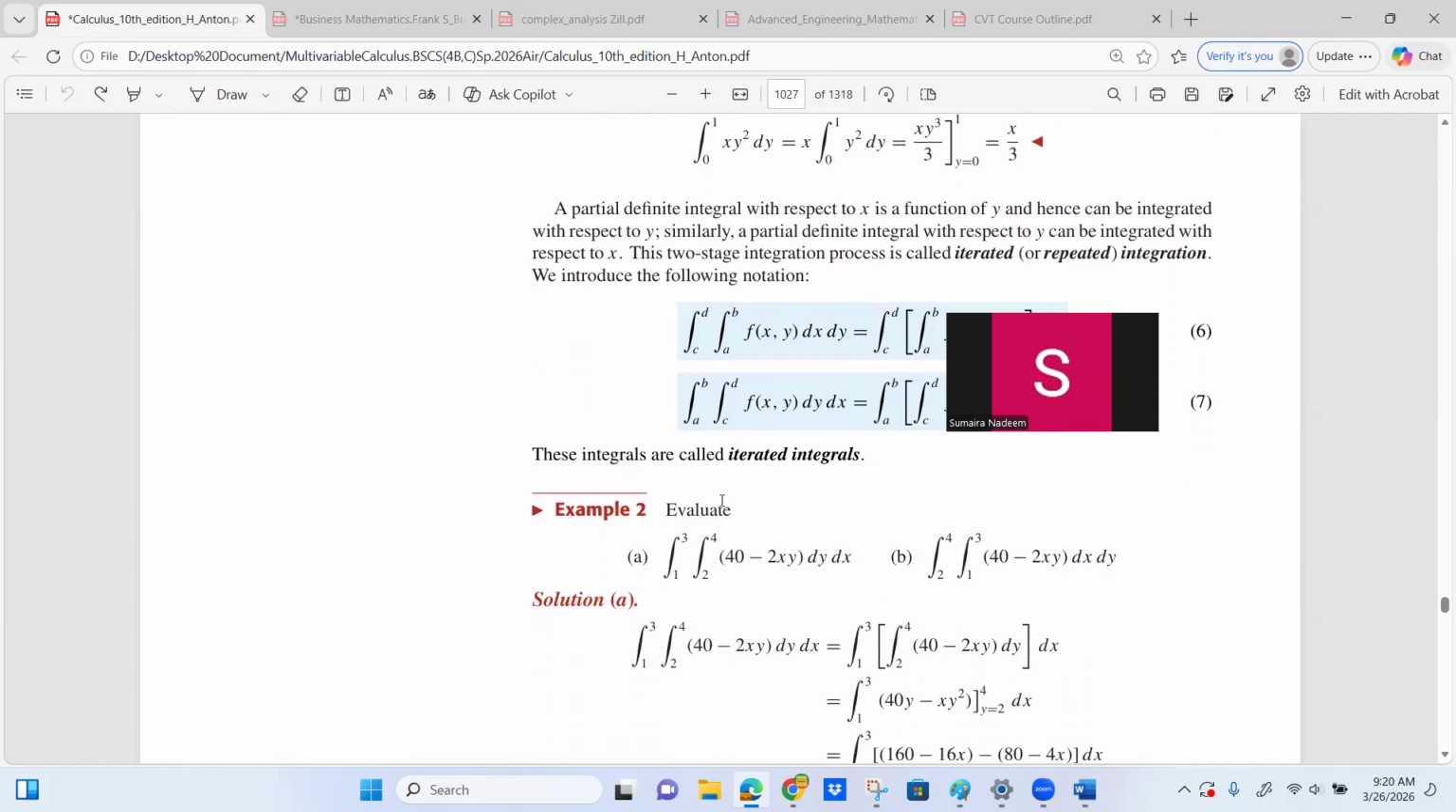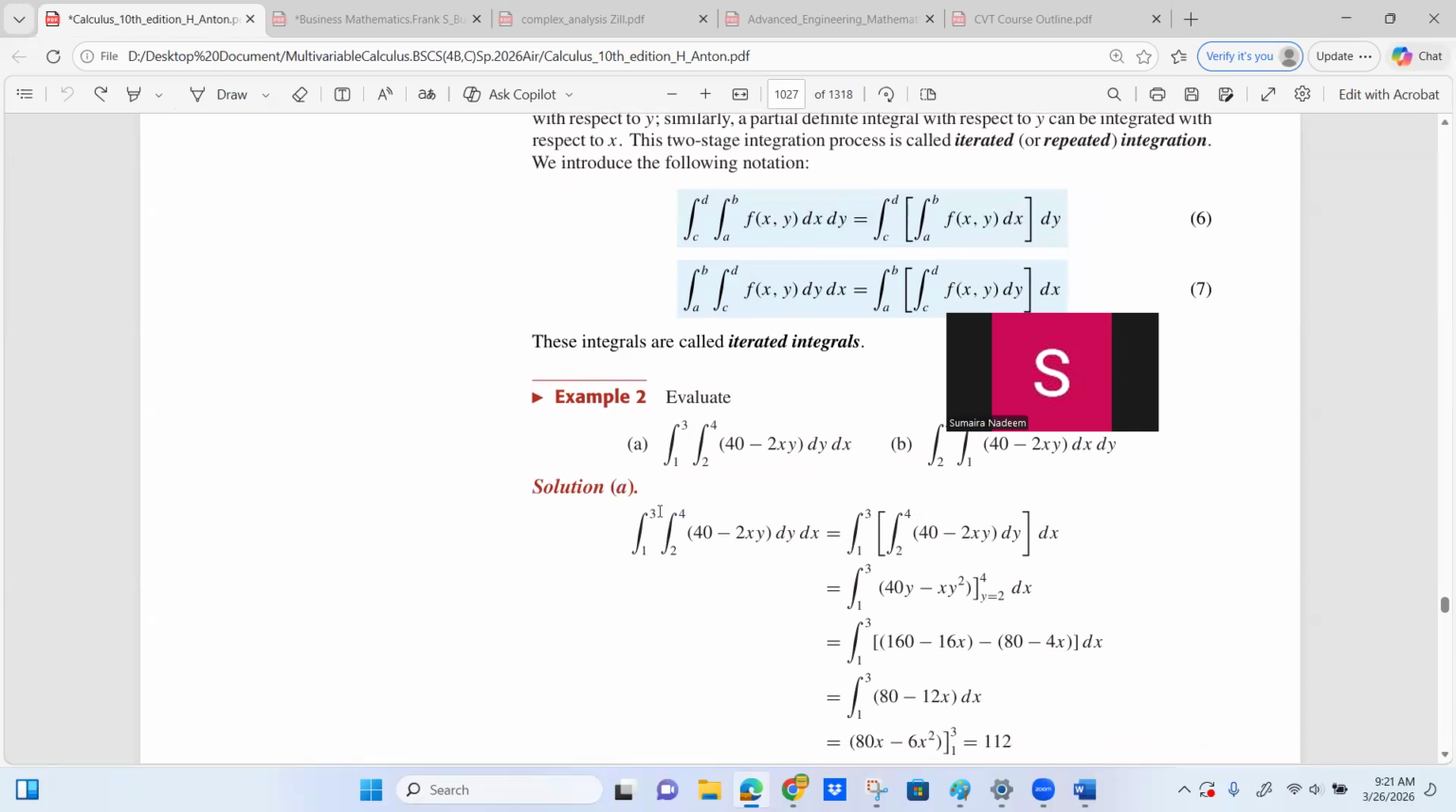So evaluate the example: 1 to 3, 2 to 4, 40 minus 2xy into dy dx. That is the first part. And this is the second part of the double integration: 2 to 4, 1 to 3, 40 minus 2xy dx dy. For example, 1 to 3, 2 to 4, 40 minus 2xy dy dx.